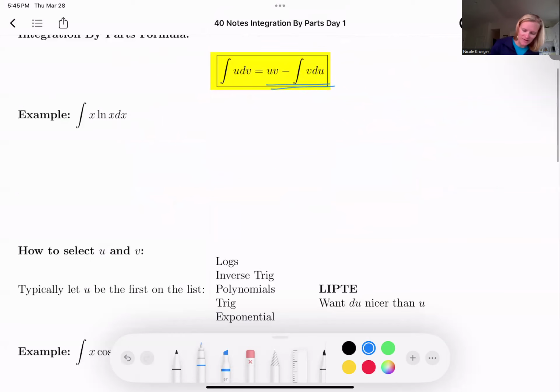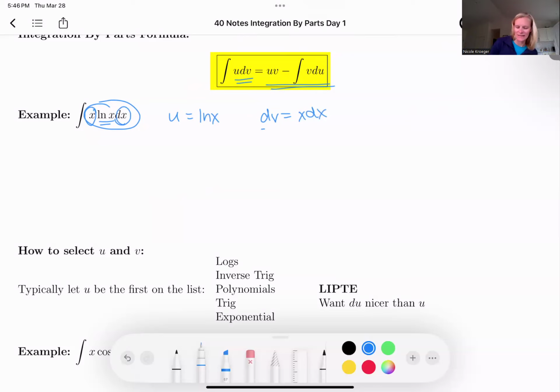So the first thing we notice is that my u and my dv have to be two things that multiply together to give me the inside of my function here. So I'm going to tell you what we're going to pick here, and then we'll talk about how we pick these. I'm going to choose u to be ln of x, and the thing that ln of x is multiplied by is x and dx. So my whole x dx becomes my dv.